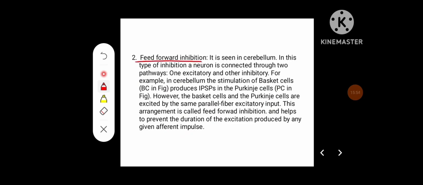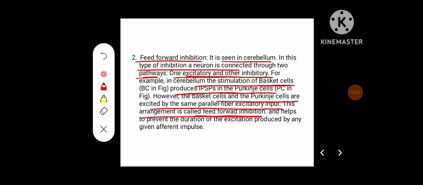There is also a phenomenon called feed-forward inhibition. It is seen in the cerebellum. In this type of inhibition, a neuron is connected through two pathways. One is excitatory and another is inhibitory. For example, in the cerebellum, stimulation of basket cells produces IPSPs in Purkinje cells. However, the basket cells and Purkinje cells are excited by the same parallel excitatory input, and this arrangement is called feed forward inhibition. This helps to prevent the duration of the excitation produced by any given afferent impulse.